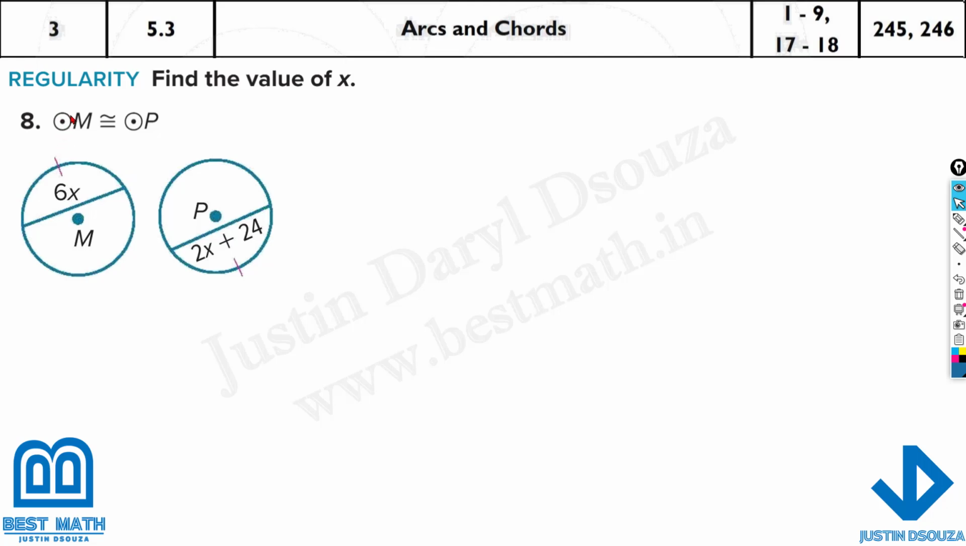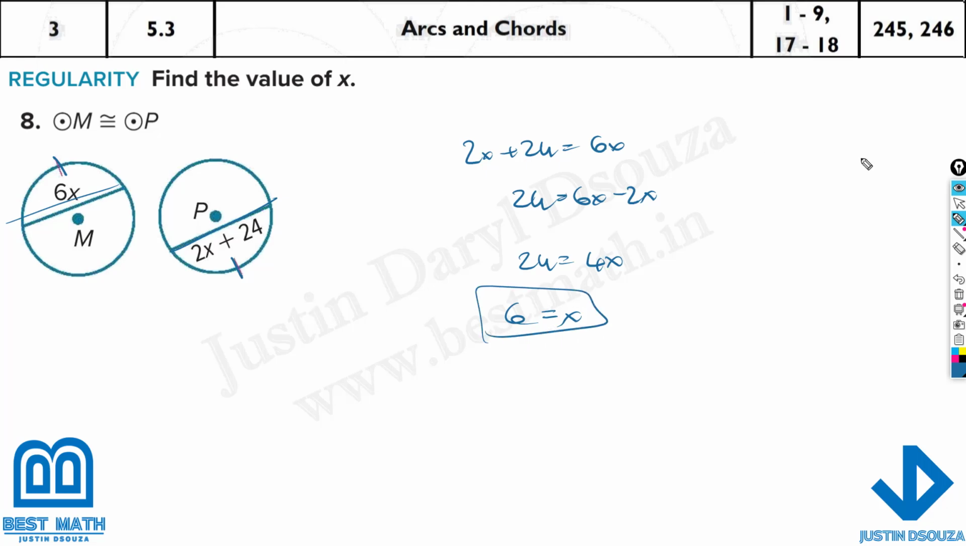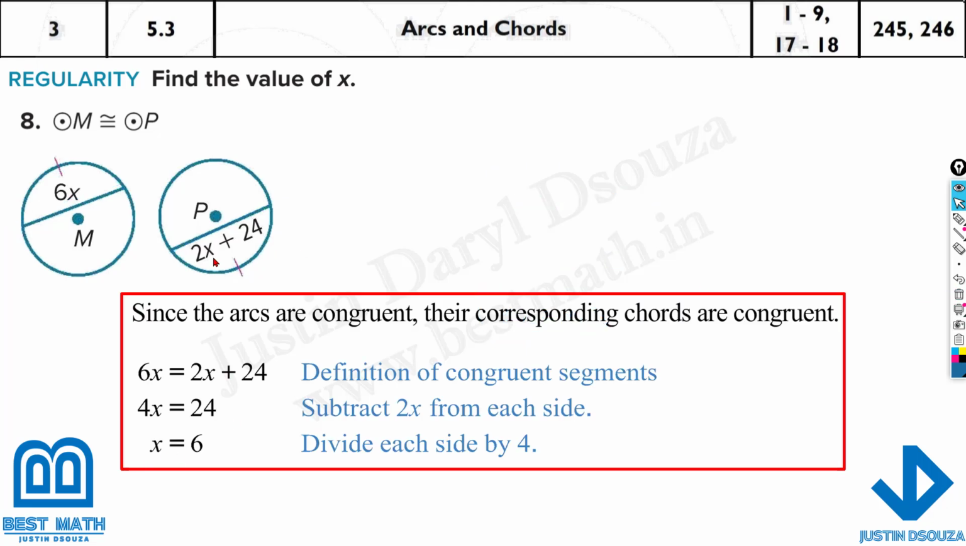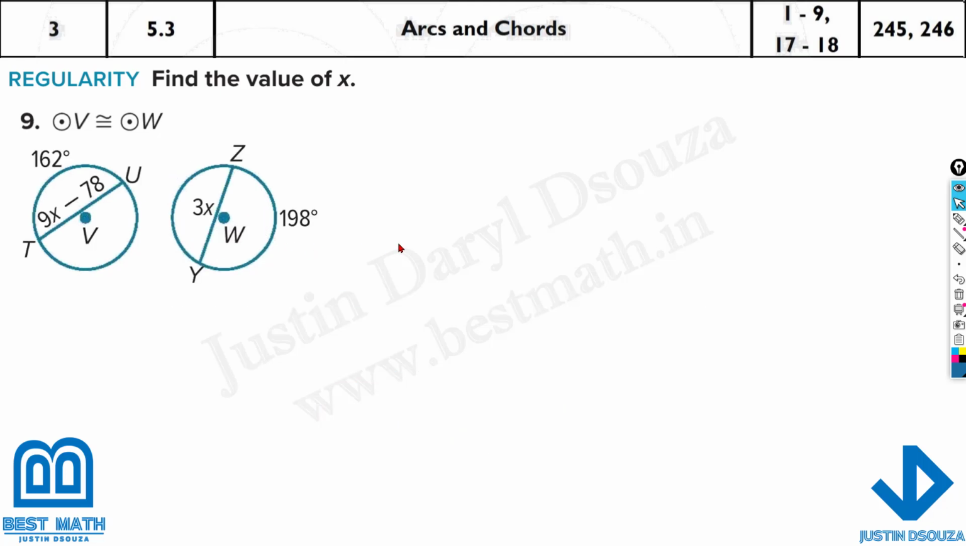They have told the circle M is congruent to circle P, and they have also told this arc, can you see this arc is equal to this arc? So therefore these chords are equal. It is 2x plus 24 equals 6x. So 24 is equal to 2x to the other side, it will be 6x minus 2x. It's going to be 24 is equal to 4x. That's 6 is equal to x. You can just put this equation directly in the calculator and you will get the answer 6. So that's the answer here. Because both arcs are the same, the chords must be equal.